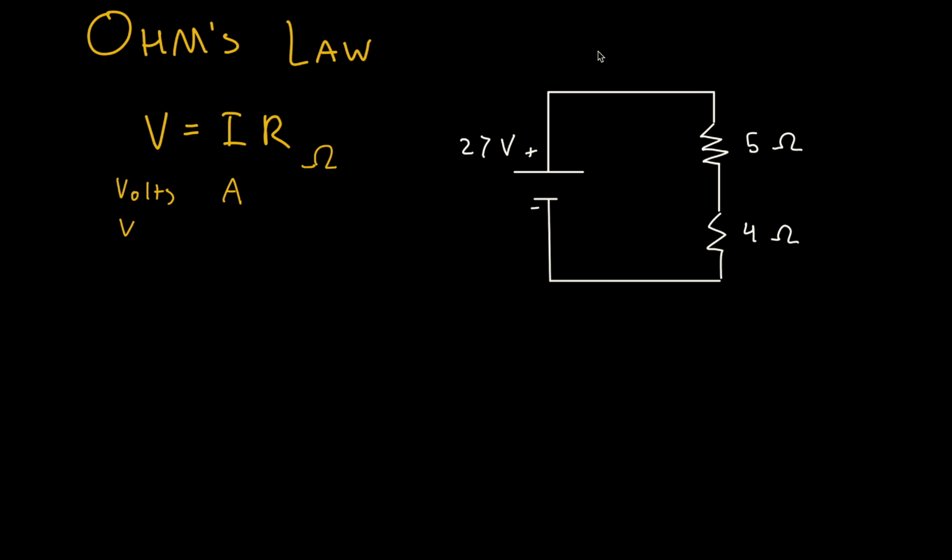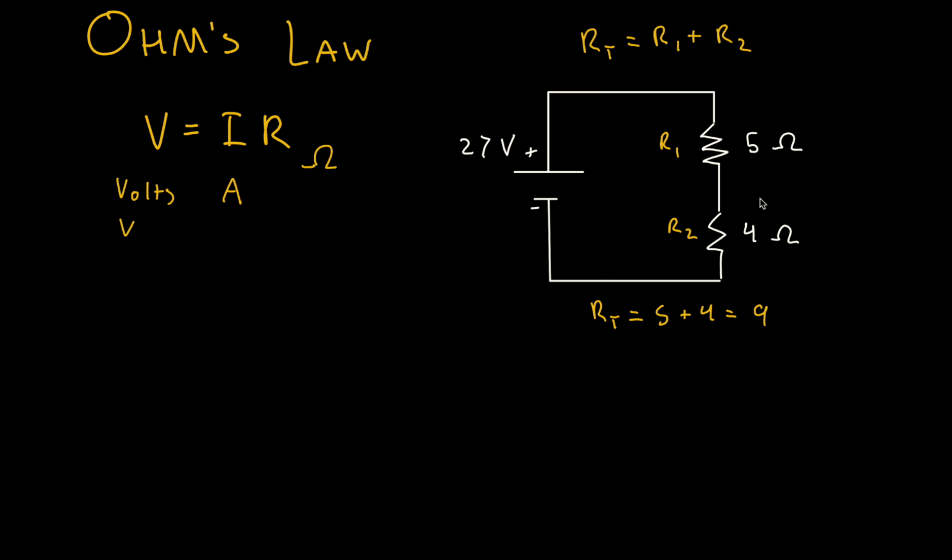So total resistance, and this is a series circuit, so total resistance is going to be additive. So if we label this R1, R2, we're just going to be adding both of those, and that gets us our total resistance. So in this case, we have 5 plus 4, which is going to equal 9. And that is our total resistance for this circuit.